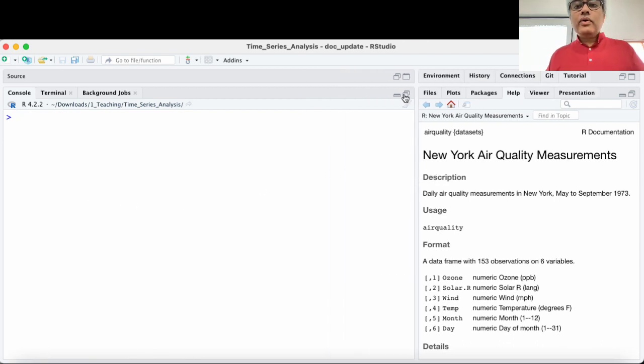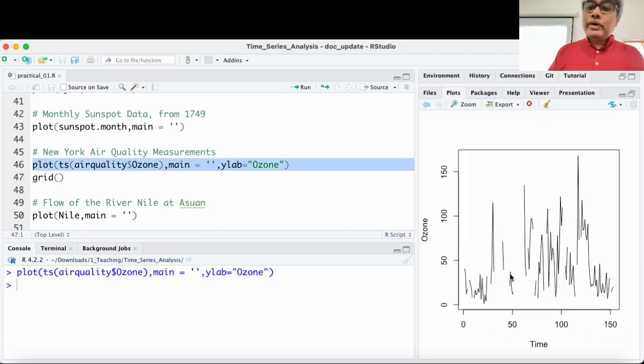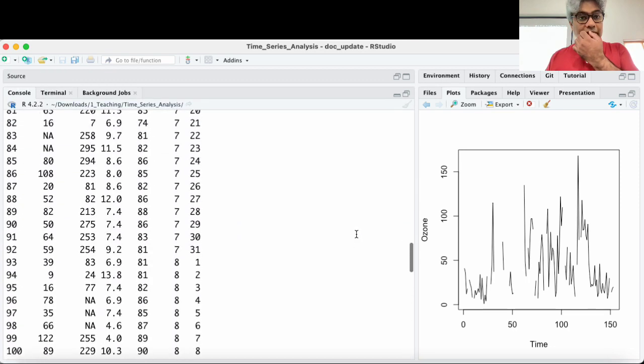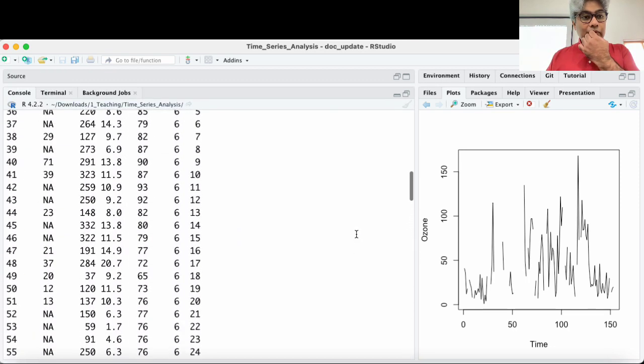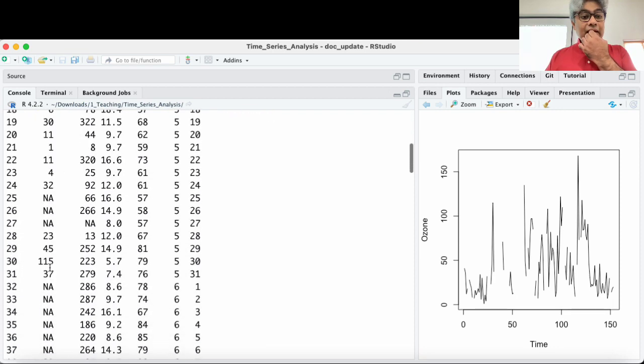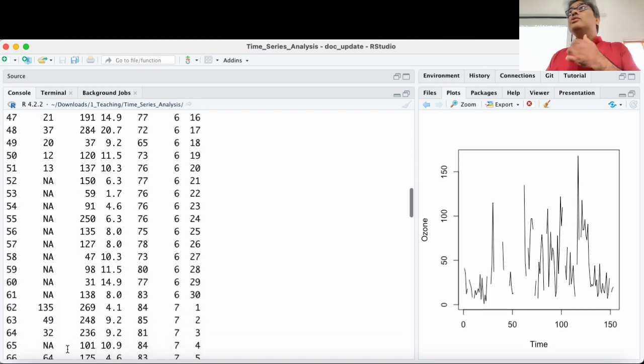Okay, let us go to the next thing. You can see there are some missing values. Let us see one more time how the ozone data looks. In the ozone there should have been some missing values. Yeah, there is an NA, yeah.